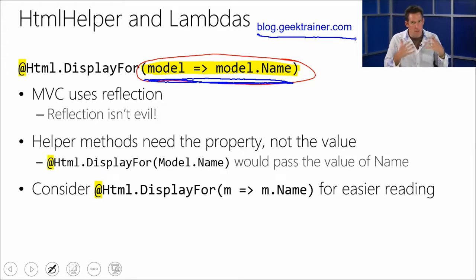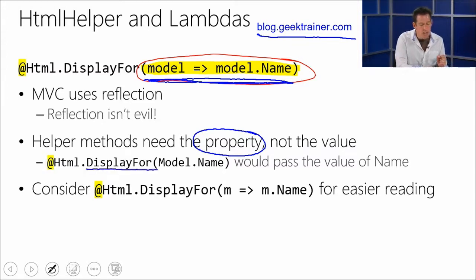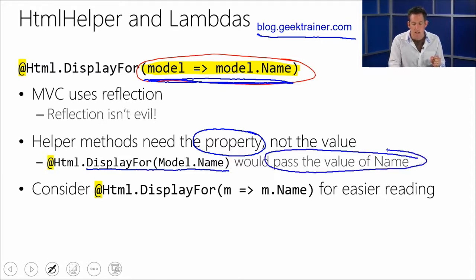But here's kind of what's going on. In order for the helper method to work, we need the property. And the reason that we need the property is because we need the attributes that are on the property. So if I simply said display form model.name, that's going to pass the value of name, not the property. We need the property. So by using this syntax, that's passing in the property.